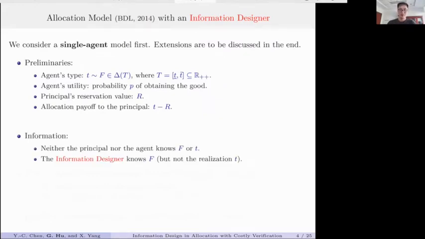And now information. We assume that neither the principal nor the agent knows the distribution F of T. So no one knows the underlying distribution F, and no one knows the realization small t. No one, I mean, neither the principal nor the agent. And we assume that the information designer knows capital F, the distribution. But the information designer does not have information about the realization, small t.